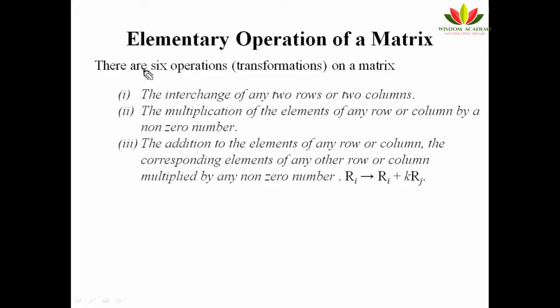Today we are going to see elementary operations of matrix. There are 6 operations. In those 6 operations, 3 depend on rows and 3 depend on columns. So I am giving you both together here.